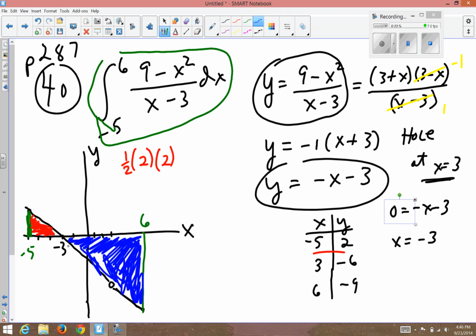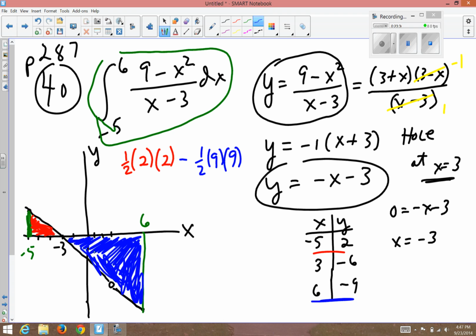The blue part from -3 to 6 is also a triangle. The area of the triangle is 1/2 base times height. The base of this triangle goes from -3 all the way to 6, so the base is 9. The height of the triangle is also 9. The side of the triangle right here is 9 because it's over here. But this blue value is a negative number. The area is a positive number.